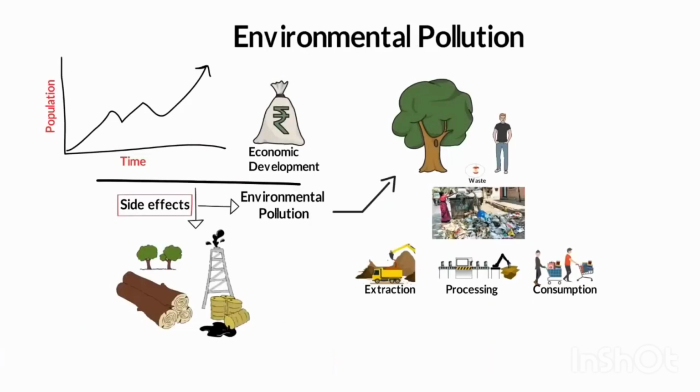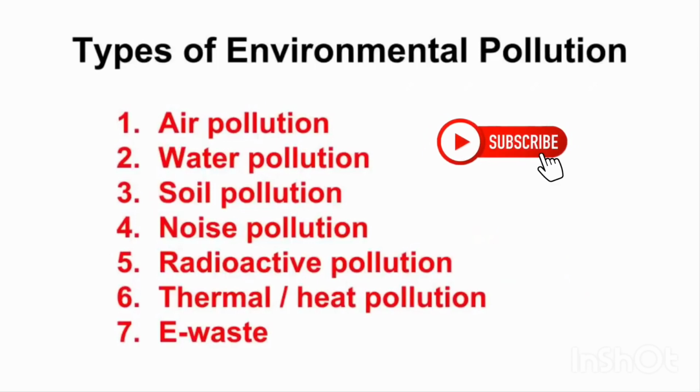Now we'll see what are the different types of pollution. Environmental pollution occurs in different forms like air, water, soil, radioactive, noise, heat, thermal, and e-waste. Let's quickly get to know each one of them.